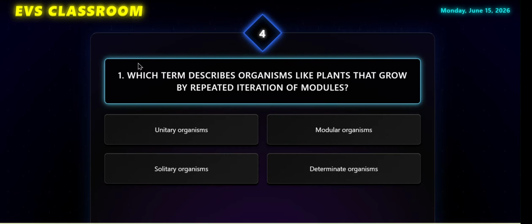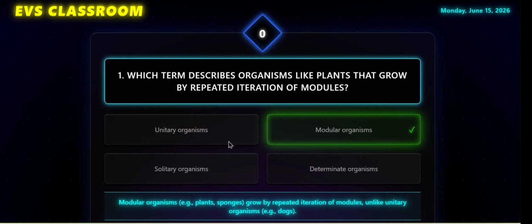Which term describes organisms like plants that grow by repeated iteration of modules? Modular organisms, for example plants and sponges, grow by repeated iteration of modules, unlike unitary organisms, for example dogs.